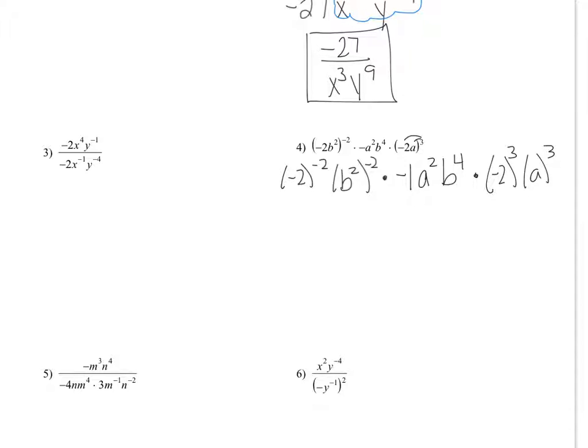So distributing those powers in. Again, before I can simplify anything, I may want to do something with these parentheses. So I know that I can do negative 2 to the third. I know that's negative 8. I know I can write a to the third as a to the third, and this is negative 1a squared, b to the fourth. That's not going to change. I know I can multiply these two exponents, so that's b to the negative 4.